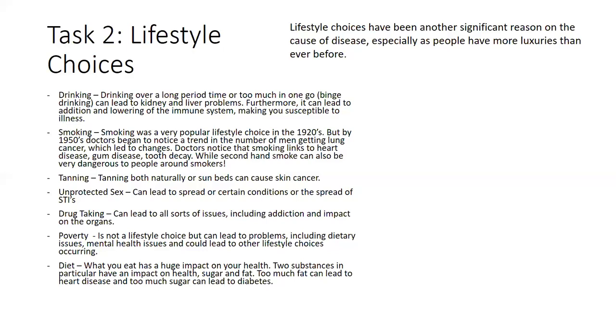Smoking is also another big one, which we'll look at in a lot more detail when we do the lesson on lung cancer. Now, smoking was a very popular lifestyle choice in the 20s, but by the 50s, the doctors started to make links between smoking and also looking at the number of men who were getting lung cancer, which led to changes. Doctors begin to notice that smoking links to a range of conditions, including heart disease, gum disease, tooth decay, while also secondhand smoke can also cause big problems to the people around them. And also, there are cases where someone has got lung cancer and they've never smoked before, but they have lived with smokers.